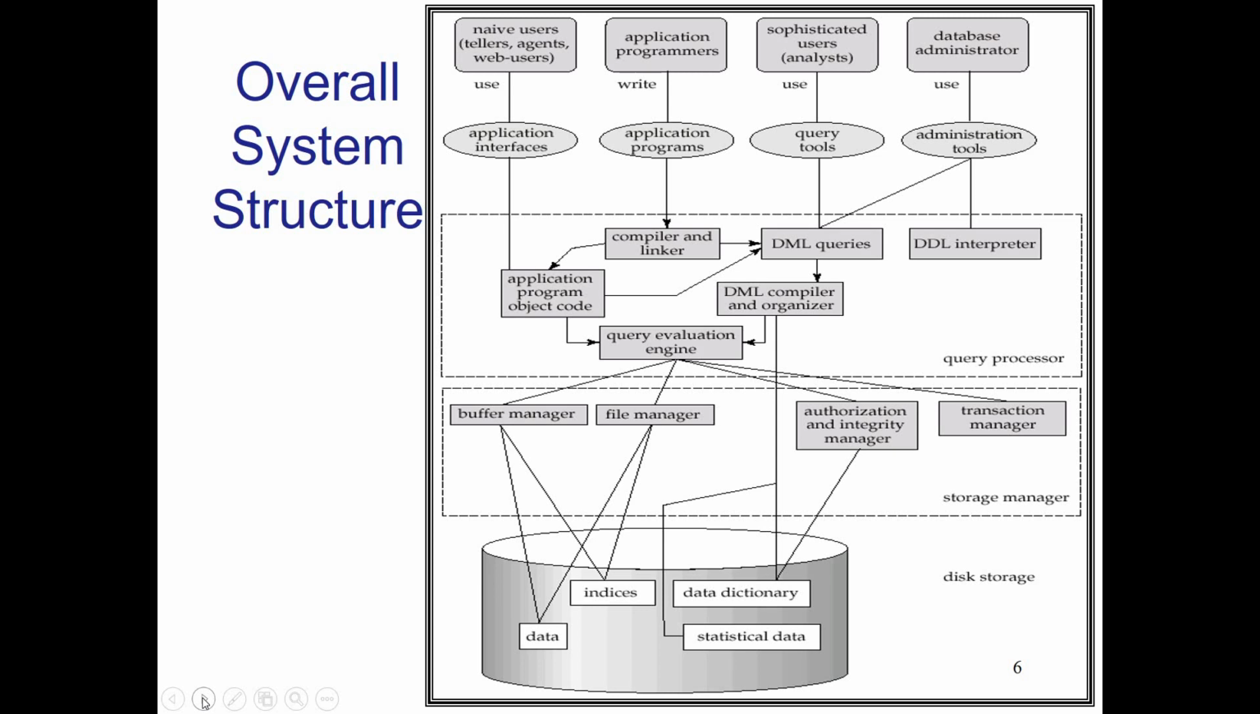The application programmers use application programs. These are compiled using compiler and linker. Then it will generate application program object code. Finally, again it is evaluated with query evaluation engine. Sophisticated users use query tools which are translated with DML queries and DML compiler and organizer. Then it is evaluated with query evaluation engine. Similarly, the database administrator uses administration tools which can be translated with DML queries as well as DML interpreter.